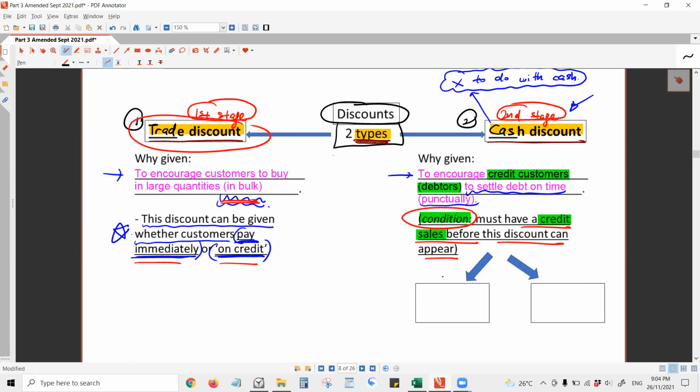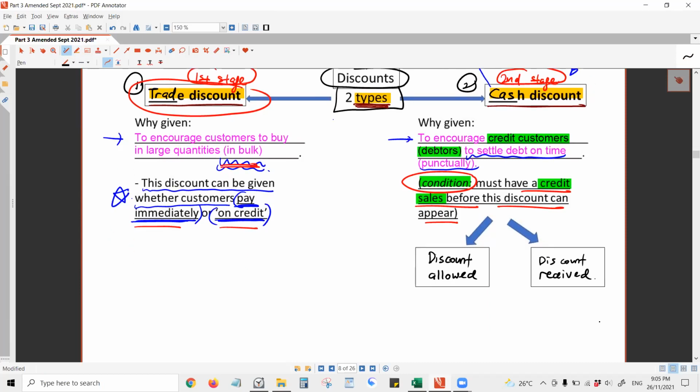You write down. Here you write discount allow. Here you write discount receive. Okay, discount allow, discount receive. Cash discount is also known as discount allow and discount receive. And when would you use these two terms, discount allow and discount receive? When you are doing T accounts.